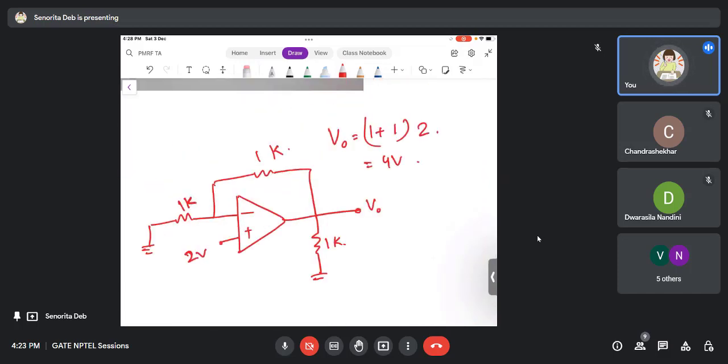This is 1 plus RF. So if this is RF, this is R. So 1 plus RF by R. Since this is a non-inverting amplifier, 1 plus RF by R into Vin is V out, right? So 1 plus 1 into 2 is 4 volts. So V out is 4 volts here. So you are asked I naught, right? So if 4 volts is this, in this direction your current will be 4 milliamperes.